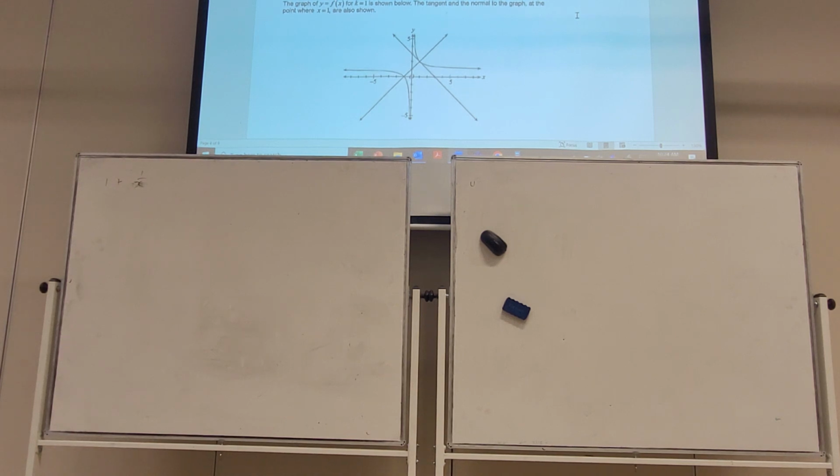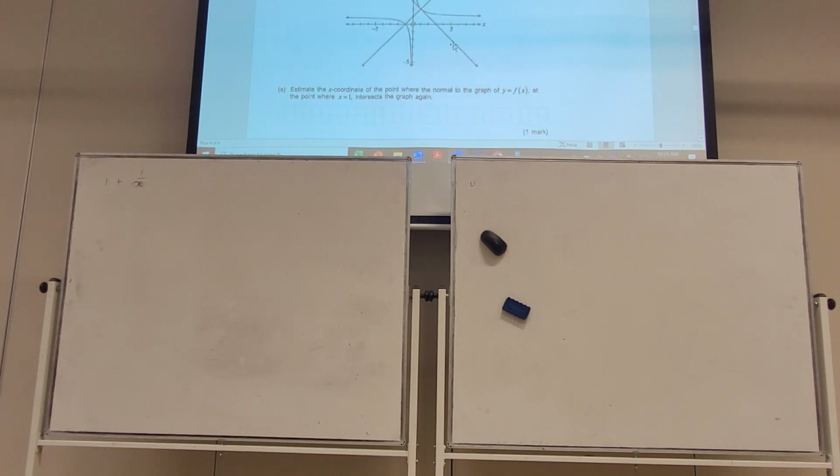Part A. Estimate the... I'll keep reading it. The tangent and the normal to the graph when x is 1 are also shown. So we should look at that and go, when x is 1, let's look at that point there. There's the tangent, which is parallel to the curve. You can see my mouse moving along, that's the tangent, and there's the normal.